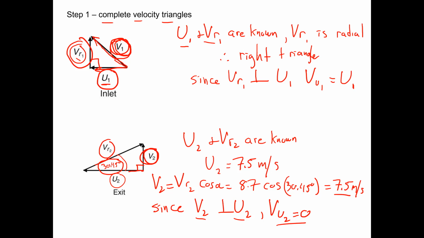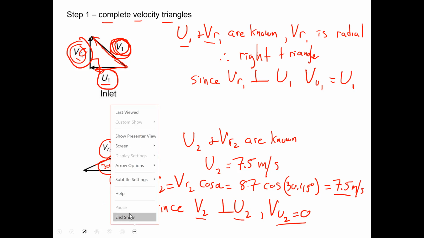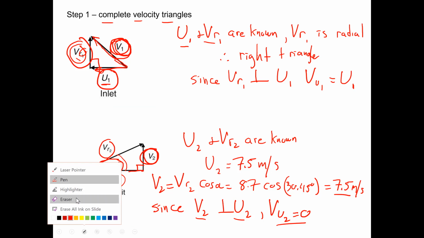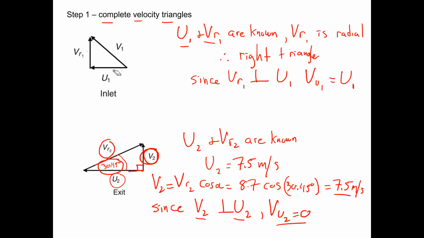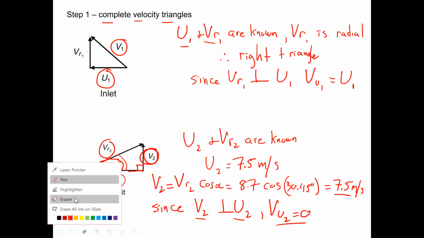So with that, since these two velocity components are perpendicular, let me go ahead and erase some of this. That means if I try to find the tangential velocity component of the fluid, it's going to equal the tangential velocity of the rotor.